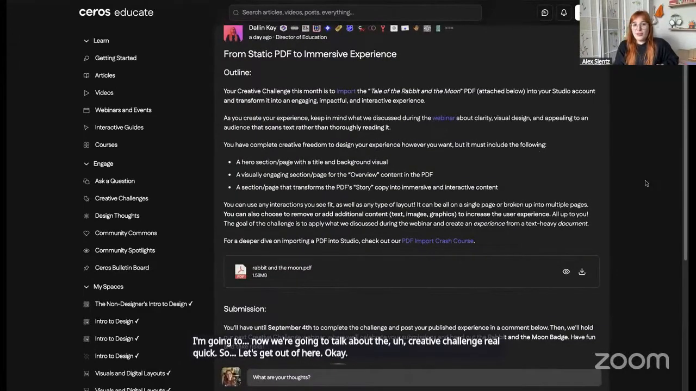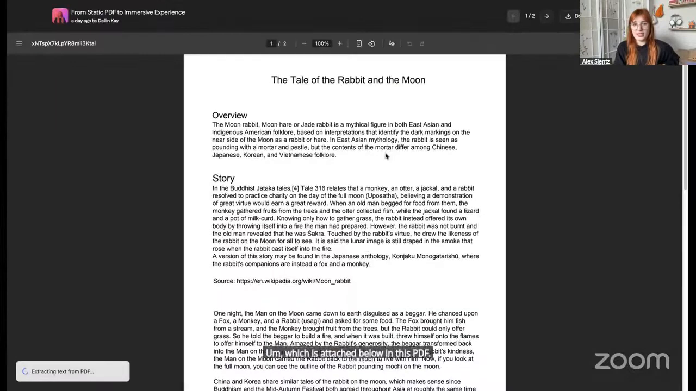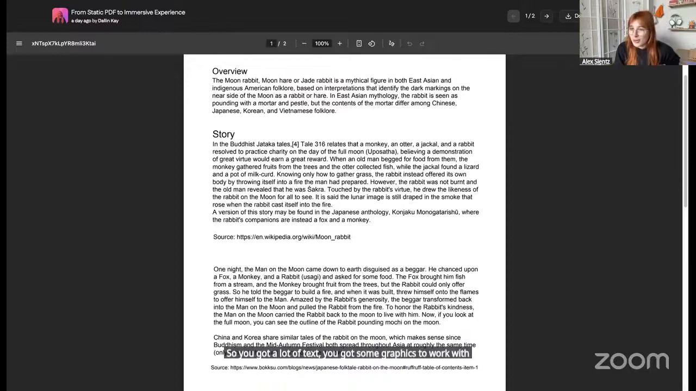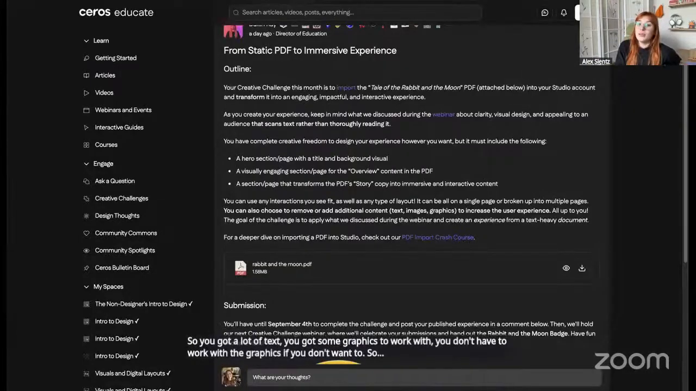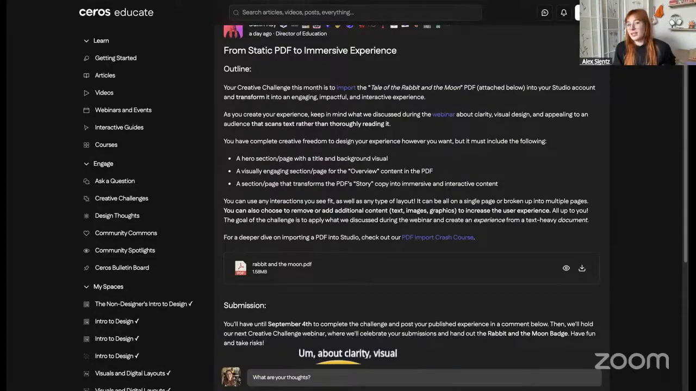Okay, so this is our creative challenge. The outline for the creative challenge this month is to import the tale of the rabbit and the moon, which is attached below in this PDF. It looks like this. You've got a lot of text, and some graphics to work with. You don't have to work with the graphics if you don't want to. You will put it into your studio account and transform it into an engaging, impactful, and interactive experience. As you create your experience, keep in mind what we discussed today during the webinar about clarity, visual design, and appealing to an audience that scans text rather than thoroughly reading it.